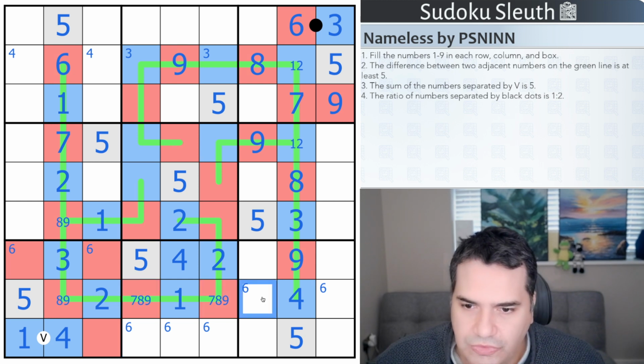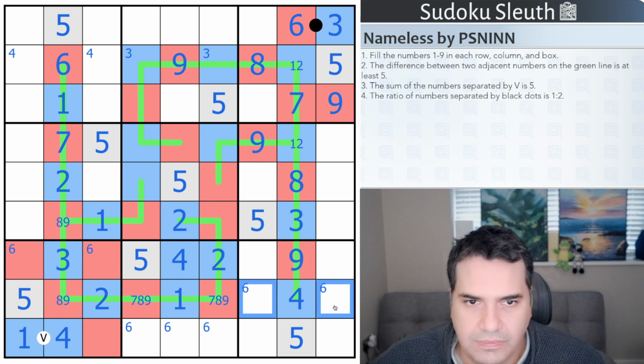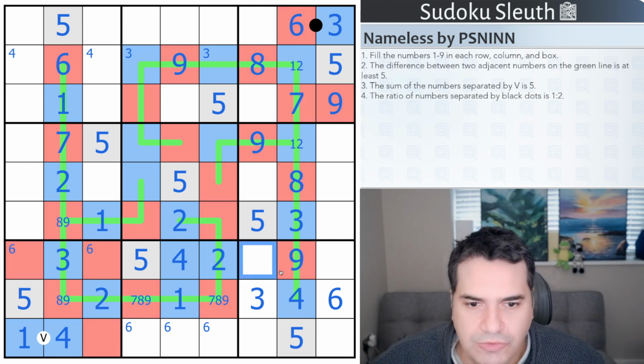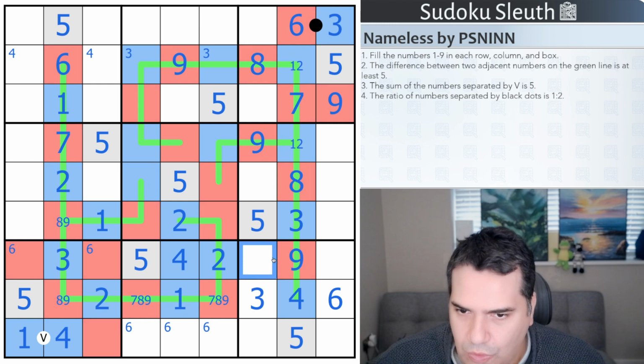Which makes this a 6 with a 3. And the 3 in here tells me the order. That's a 3, that's a 6, 4. Maybe I do need to pencil mark a bit more. I am almost certainly going to.